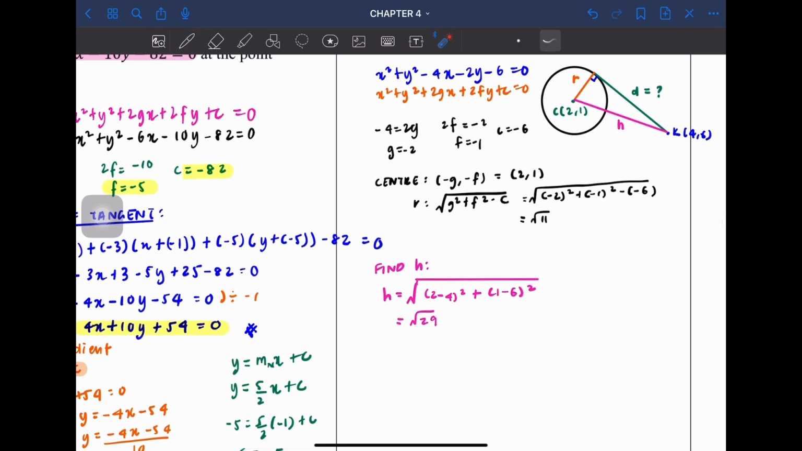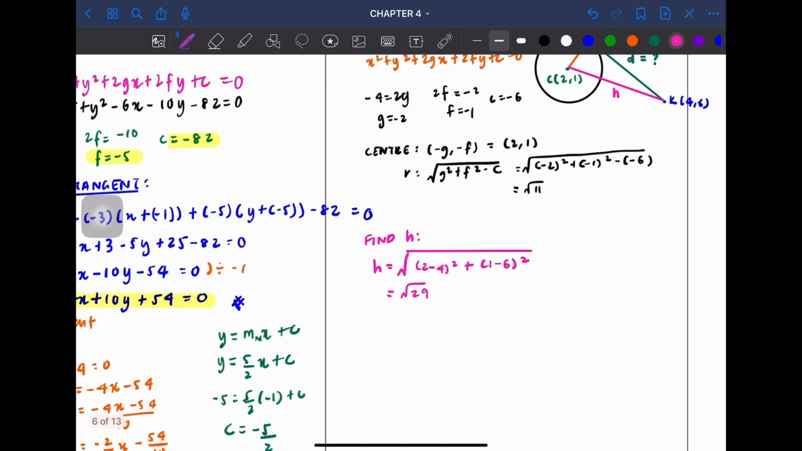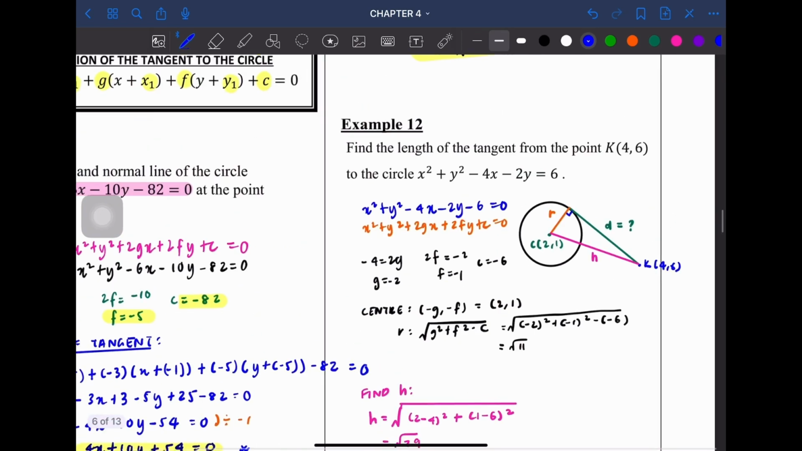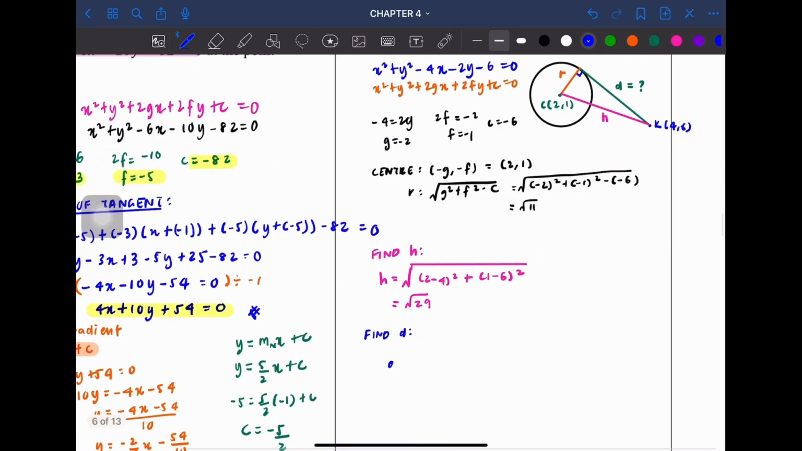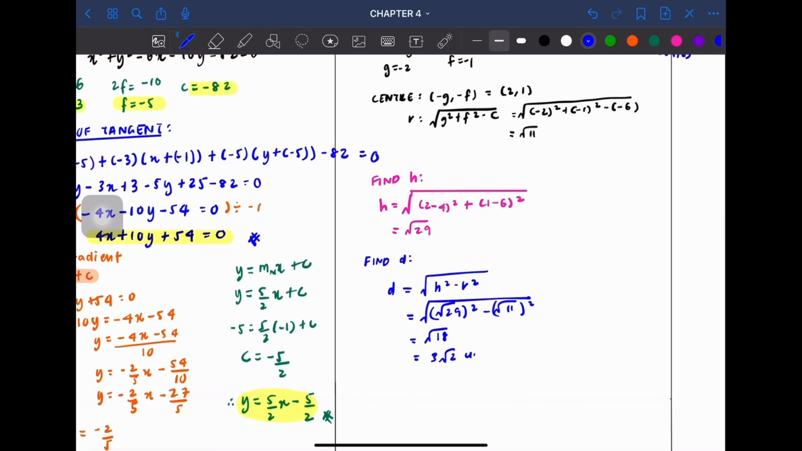Now you already have your h, you already have your r. So now we're going to use Pythagoras to find our d. From the formula, we know that d is equal to the square root of h square minus r square. So root 29 squared minus root 11 squared, and don't forget the square root. So the final answer would be root 18, or 3 root 2 units.